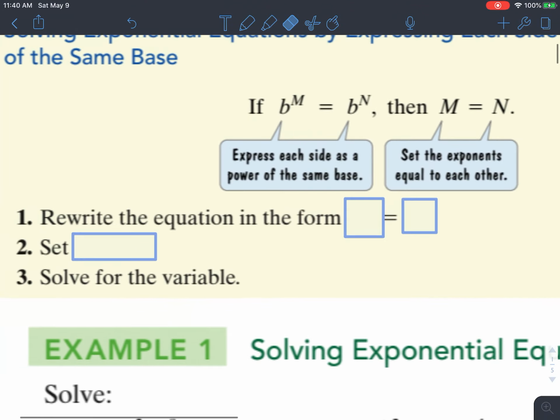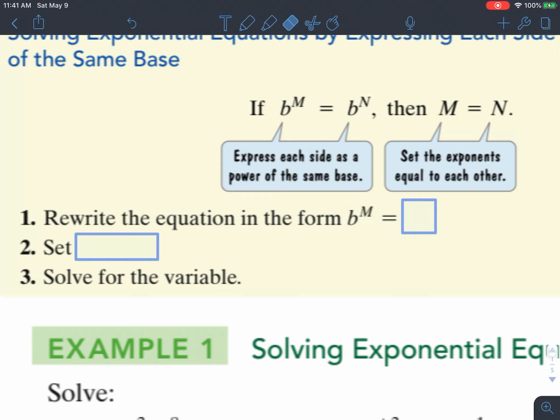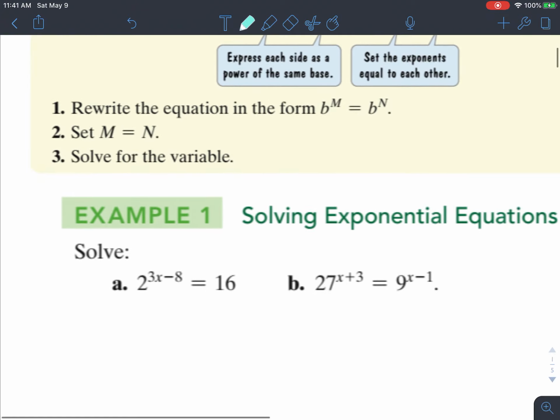So the first thing you would want to do is try to get the numbers to have the same base. Then set the exponents equal to each other, and then solve as you would any other equation. All right, let's try an example.